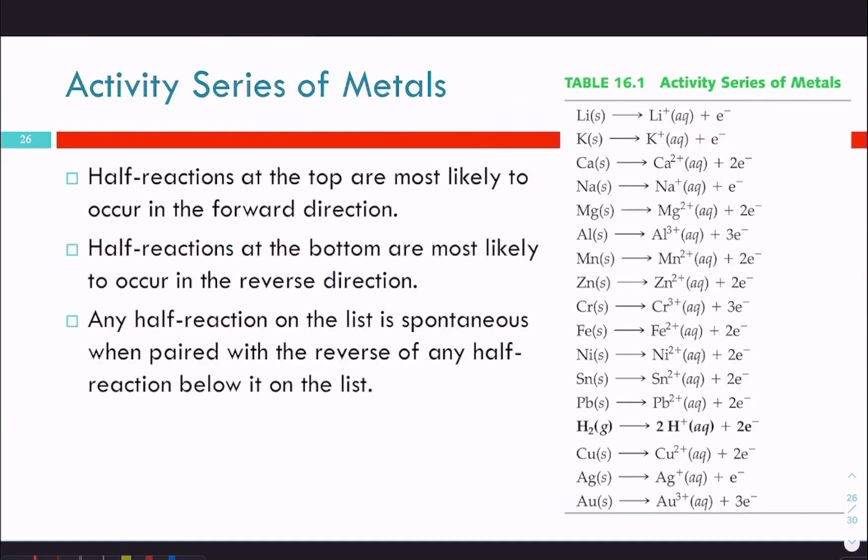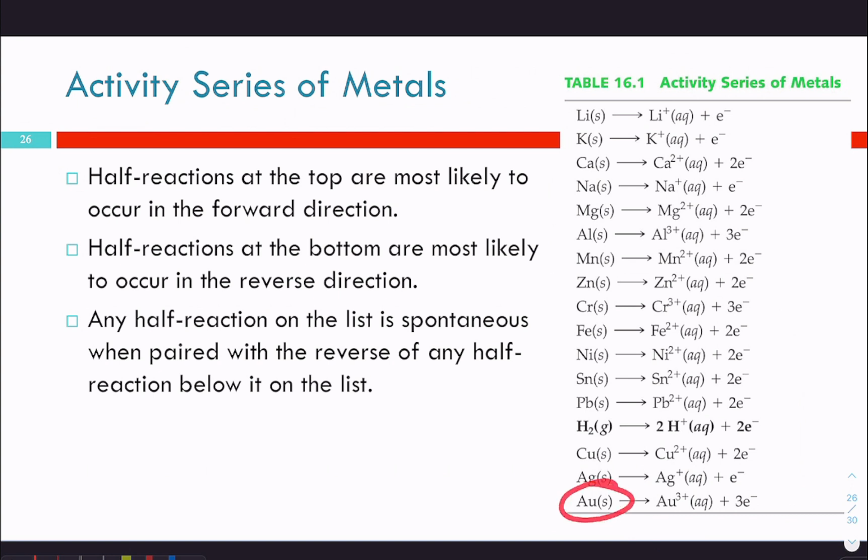These are all half reactions. Half reactions at the top of the list are most likely to occur in the forward direction. So looking at lithium, lithium is losing an electron, so it's more likely to lose that electron. Half reactions at the bottom of the list, gold here for example, are more likely to happen in the reverse direction, so it's going to gain those electrons.